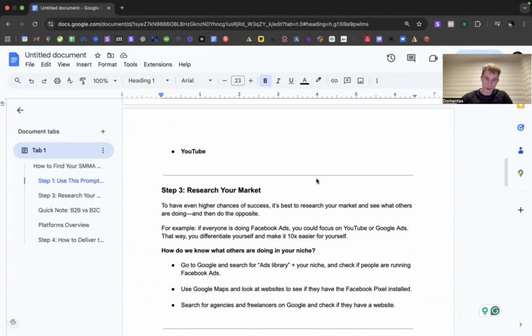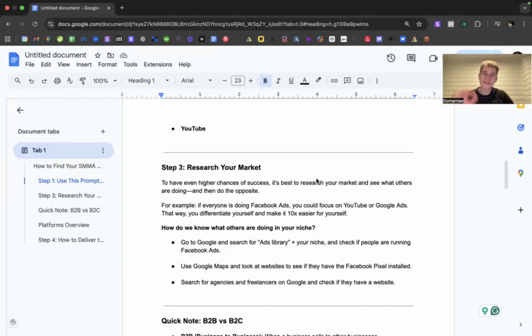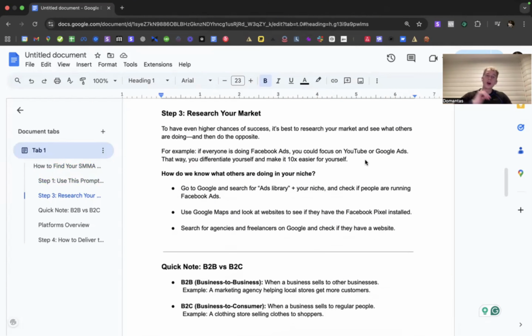Now, step number three, research your market. To have even higher chances of success, it's best to research your market and see what others are doing and then do the opposite. For example, if everyone is doing Facebook ads, you could focus on YouTube or Google ads. In that way, you differentiate yourself and make it 10 times easier for yourself. So, how do we know what others are doing in your niche?